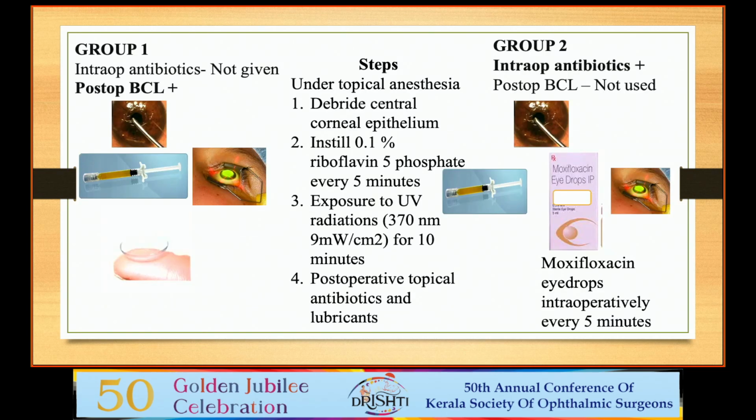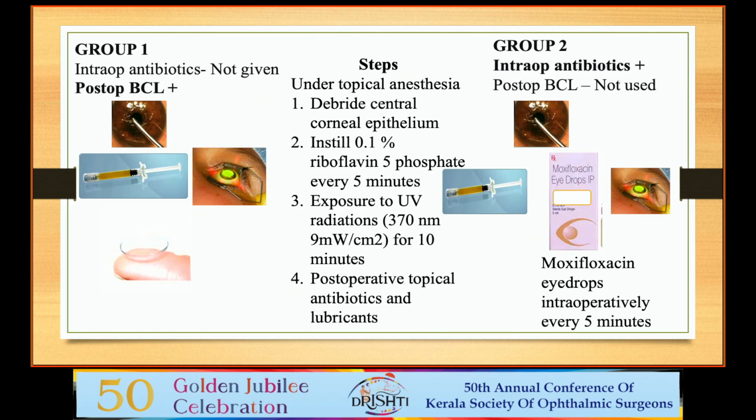In the Group 1 patients, initially under topical anesthesia, we debrided the central 7 to 9 millimeter of the corneal epithelium, and thereafter 0.1% riboflavin was instilled every 5 minutes, and UV radiation of 370 nanometer was given at 9 milliwatts per centimeter square for 10 minutes while continuing instillation of topical riboflavin, and postoperative BCL was kept, and topical antibiotics and lubricants were given.